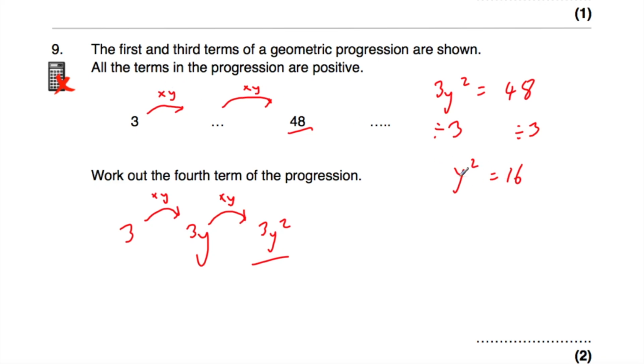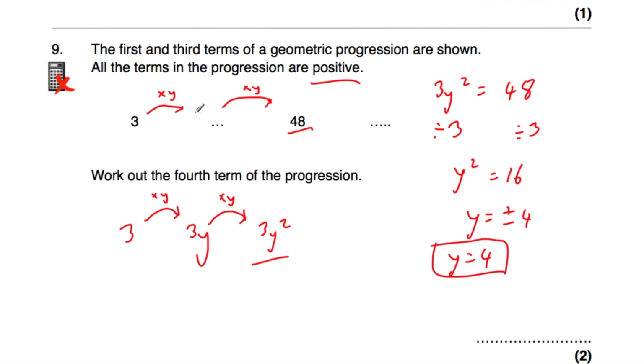Now that's actually quite useful because if we solve this equation, y would be equal to either 4 or minus 4, plus or minus 4, because 4 squared is 16 or minus 4 squared is 16. But if y was equal to minus 4, 3 times minus 4 would be minus 12, and then times minus 4 would be 48. But we're told that all terms are positive, so y can't actually be equal to minus 4. y would have to be equal to 4 in this case.